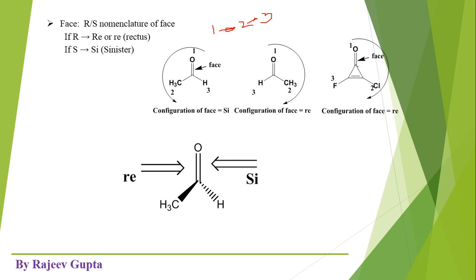In this cyclic ketone, the numbering is the same, 1, 2, 3, so this face is Re, but its back side face will be Si, or sinister face. So if we observe this molecule from the top side, it is sinister, it has Si configuration. But if we observe the same molecule from the back side, the assignment will be Re for the second face. The first face is Si, and the second face, the back face, is Re.